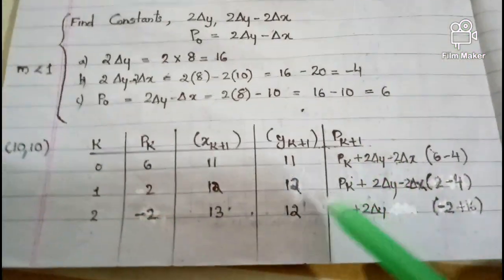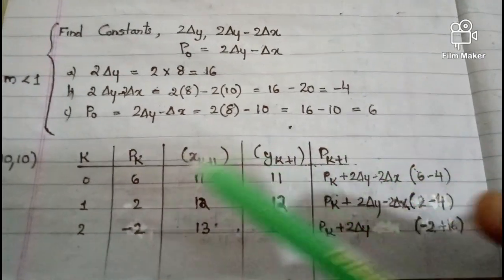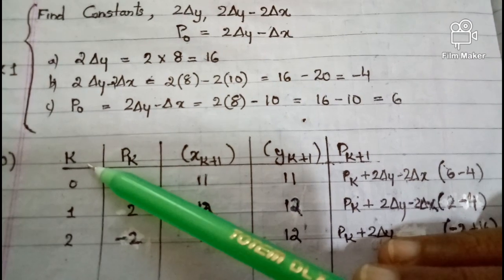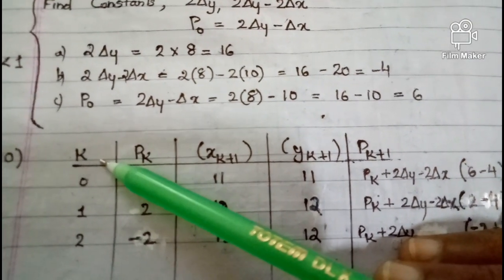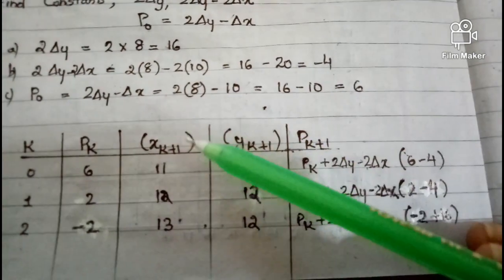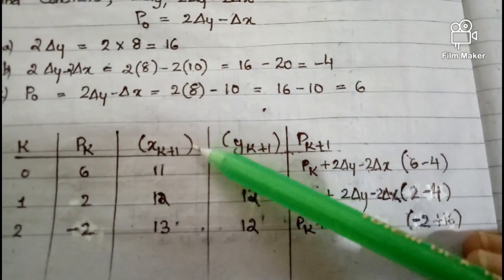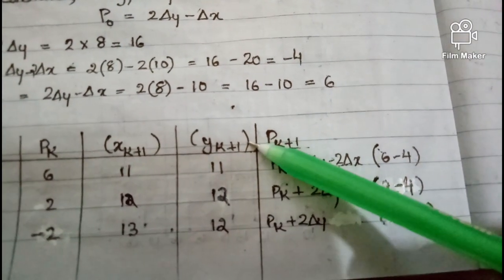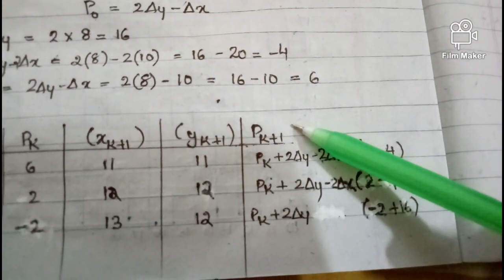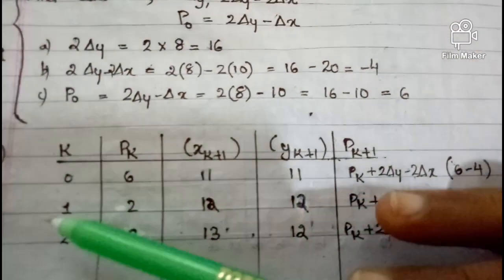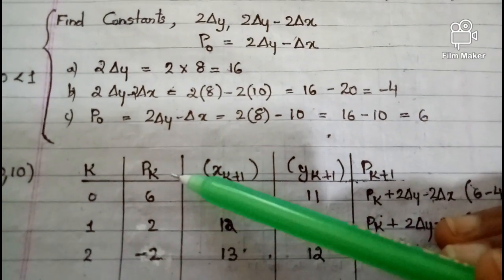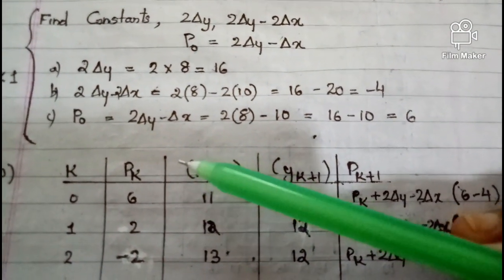In the problem section, you have to draw 5 columns, where the first column is represented by k, the second column is used to store the values of pk, the third column stores the next value of x, the fourth column stores the next value of y, and the fifth column computes the next value of pk. So draw 5 columns.